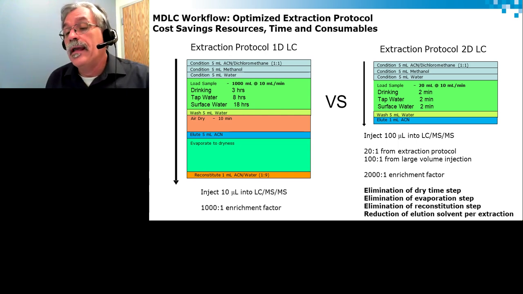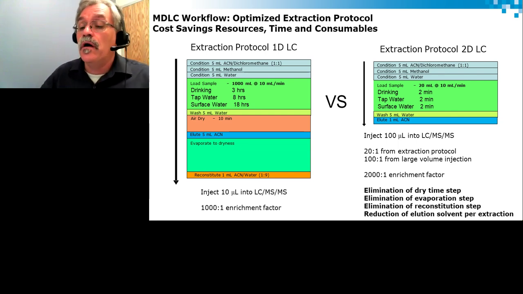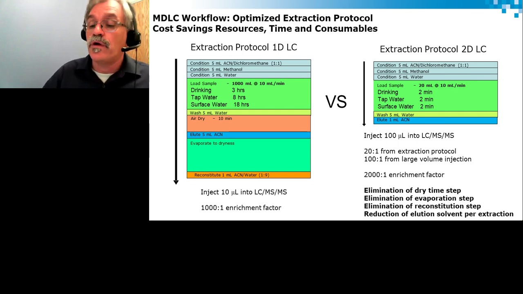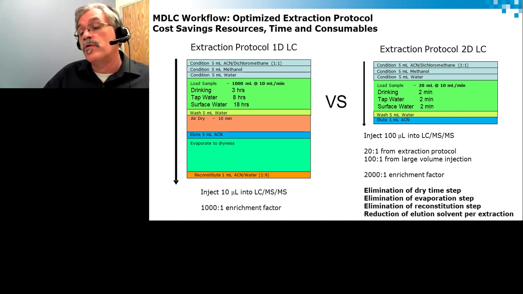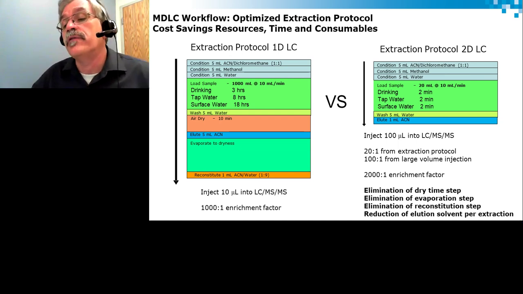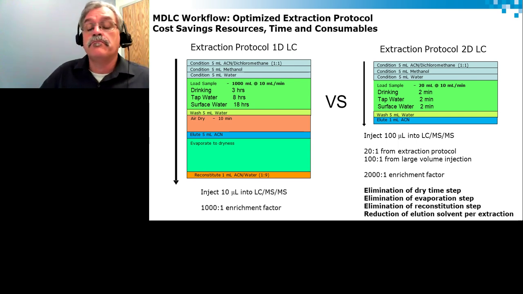So the overall performance is that we can now eliminate the dry time, the evaporation step, and reconstitution, and it also reduces the amount of elution solvent per extraction. Instead of using 5 mL, we can use 1 mL in this case.